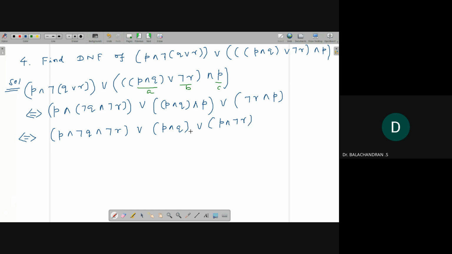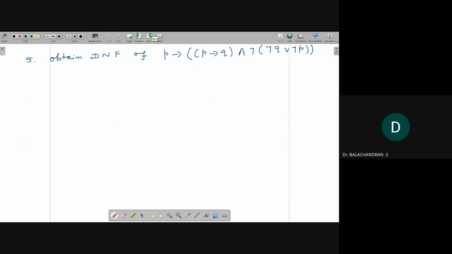So you can see here this is actually a sum here, product. This is product. So this is a sum of products, which is a DNF. Which is DNF of a given formula. Okay. So now we'll move to the next problem.